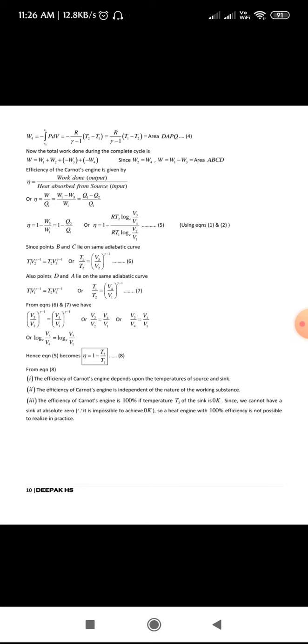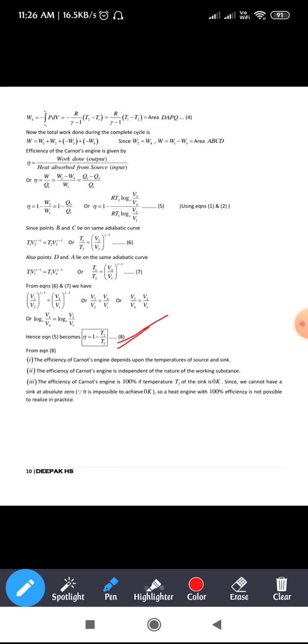Hope that you people have understood the derivation. Next, from equation 8, the equation of efficiency of a Carnot cycle, we can conclude that the efficiency of a Carnot engine depends upon the temperature of the source and the sink, that is T1 and T2.